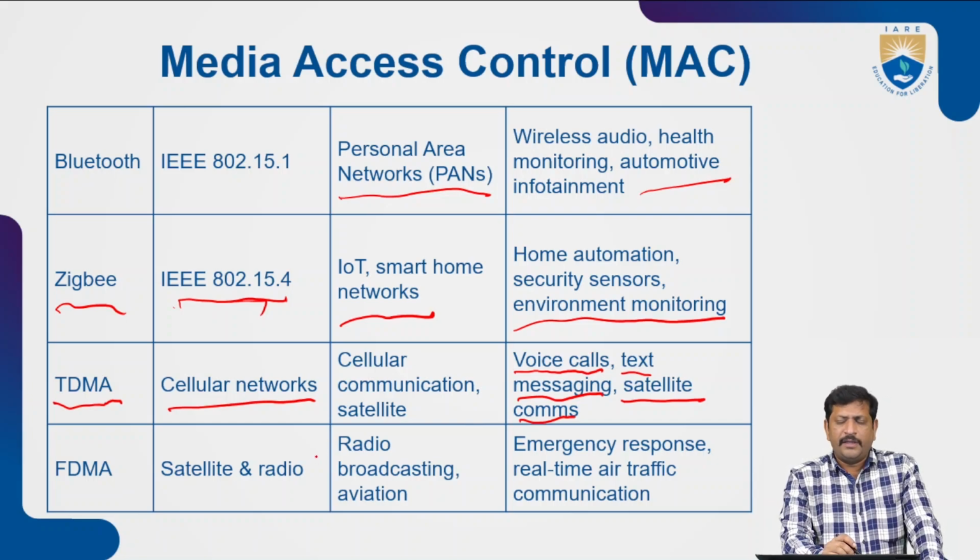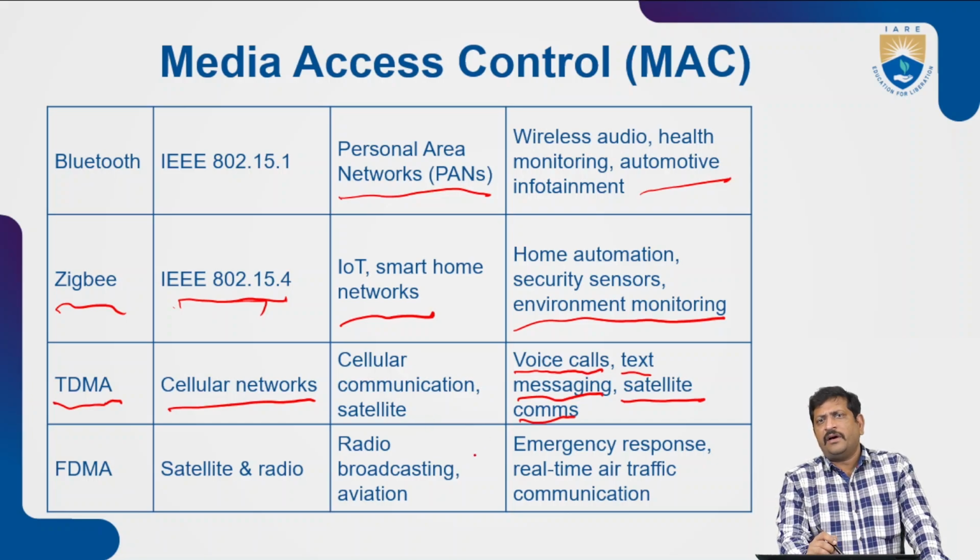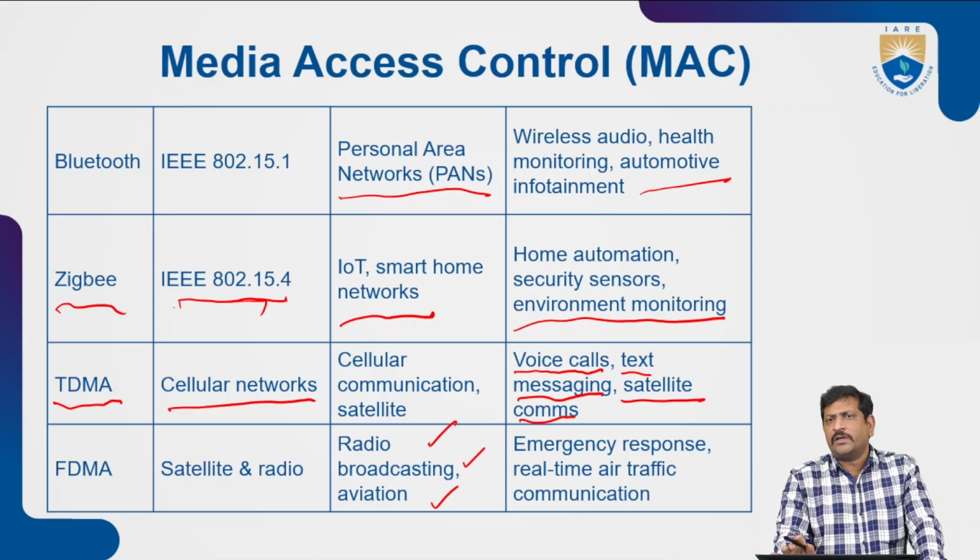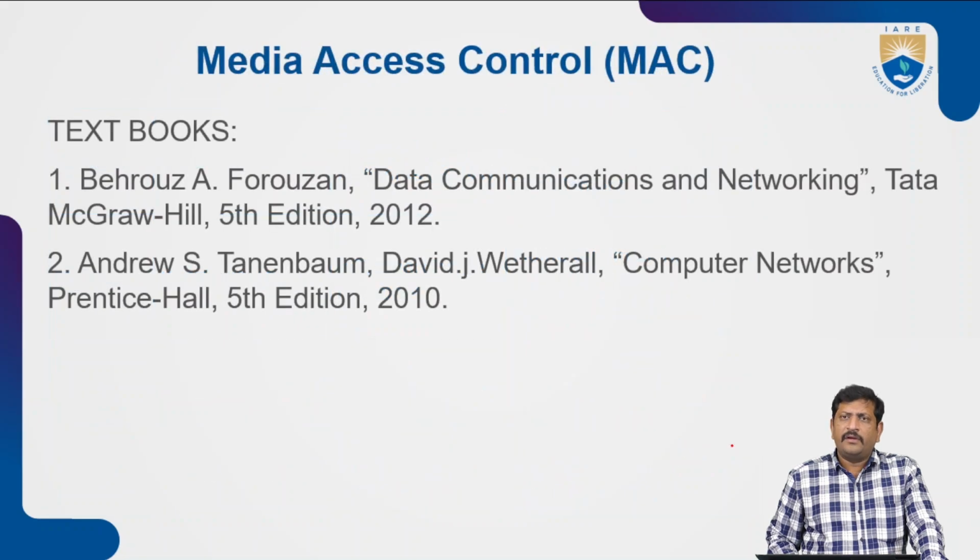And FDMA is used in satellites and radios. That means the application areas are radio broadcasting and aviation systems. Mainly FDMA protocols are used in airlines. Here the usage is emergency response and real-time air traffic communication. So these are the uses.